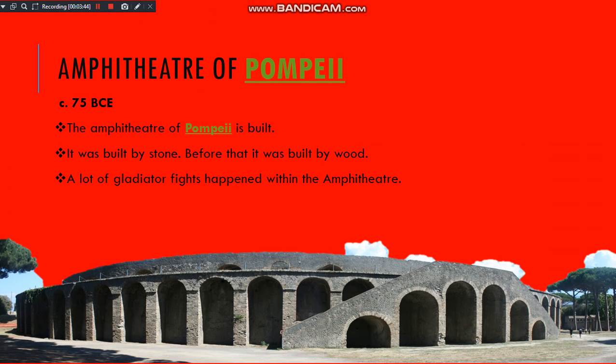The amphitheater of Pompeii. Okay, so this is very well known, and it was built in 75 BCE. It was built of stone, but before that it was built completely of wood. A lot of gladiator fights happened in this amphitheater, and as we know about gladiator fights, the reason they did that is because they showed the military that they have no weakness whatsoever, and it was something to distract the people from what was going on back then.